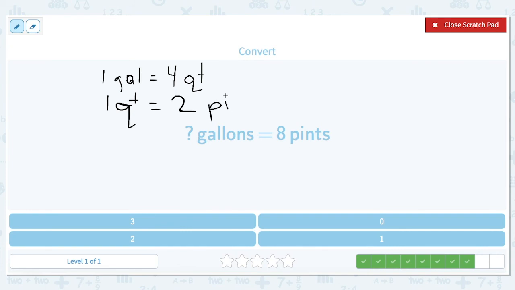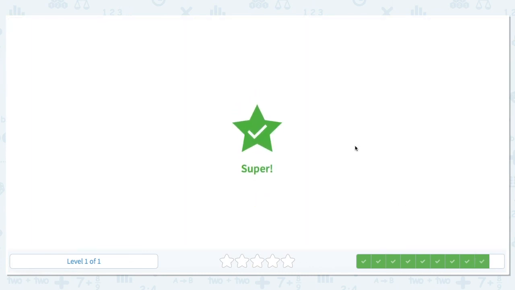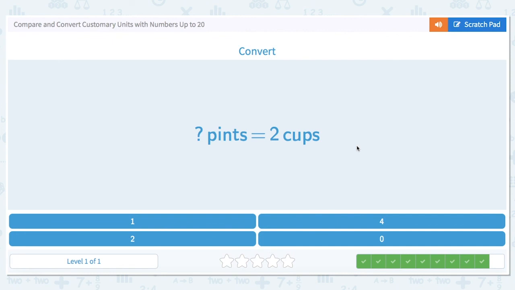2 pints, P-I-N-T-S. Okay, so let's think this through for a moment. If 1 quart is equal to 2 pints and 1 gallon equals 4 quarts, that means that 1 gallon is equal to 4 times 2, because each one of these 4 quarts is made up of 2 pints. So 1 gallon equals 8 pints. So our answer here is going to be 1 gallon equals 8 pints.